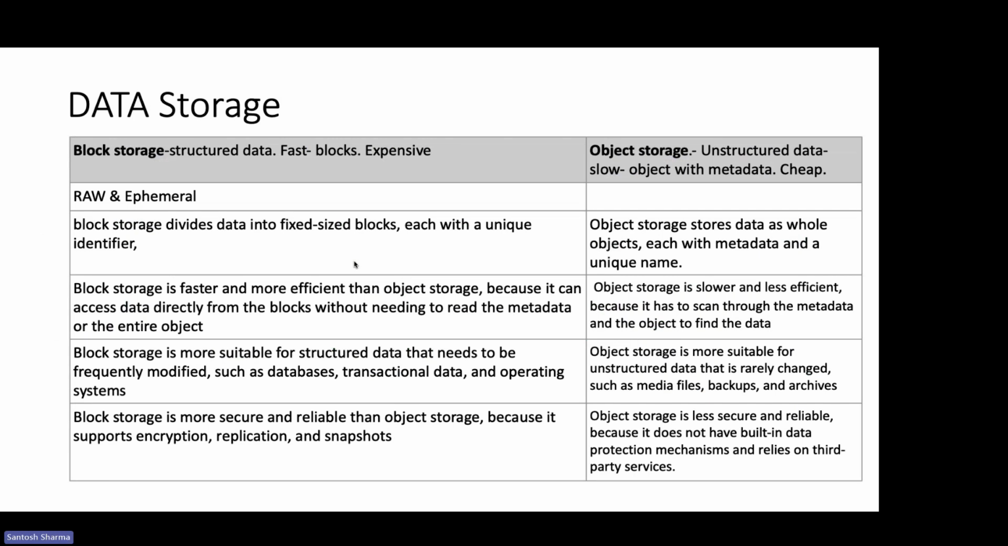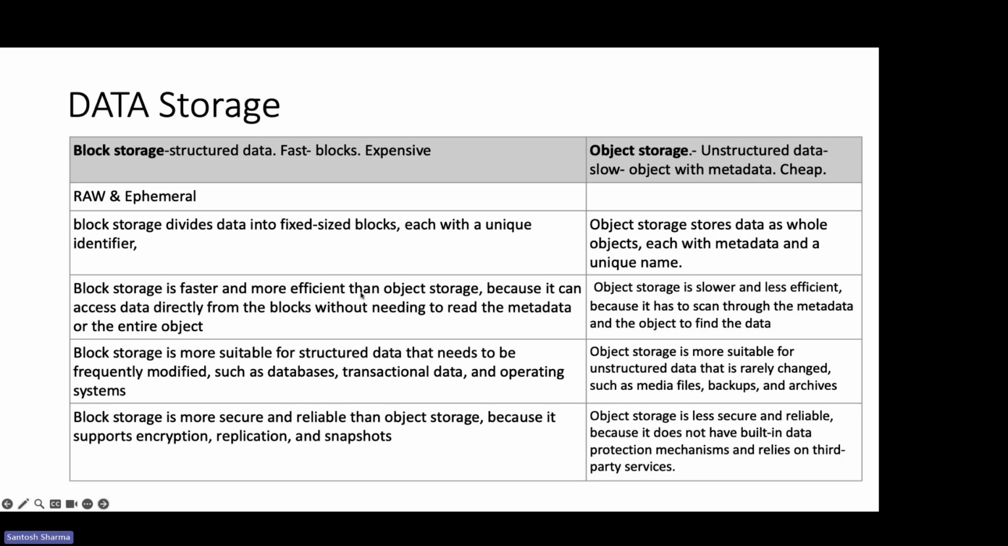There was a little bit of comparison I did. I have already explained that. Let's read it. Block storage is for structured data. It's fast and it stores data in blocks, but it is expensive. This is the opposite. This is unstructured data. It is slow. We understood it's very hard to retrieve the data. There is a metadata for every object. It is cheaper.